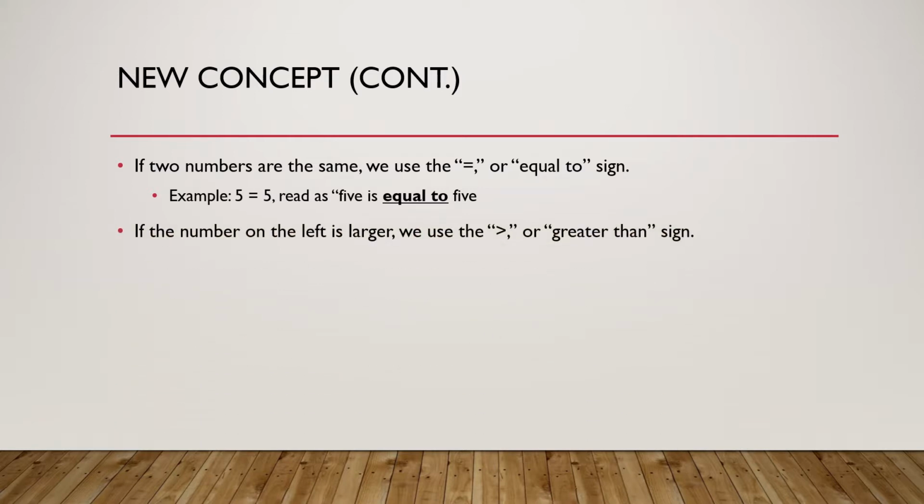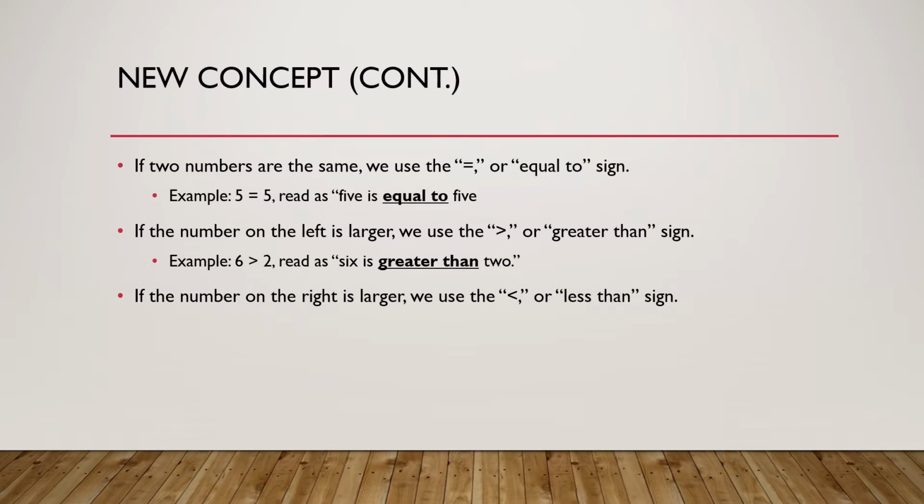If the number on the left is larger, we use what's called the greater than sign. So here's an example of that. If we were comparing 6 and 2, we would use that symbol, and you would read that as 6 is greater than 2. If the number on the right is larger, we would use what's called the less than sign. So here's an example of that. If we were comparing 1 and 7, we would use that symbol, and we would say that 1 is less than 7.